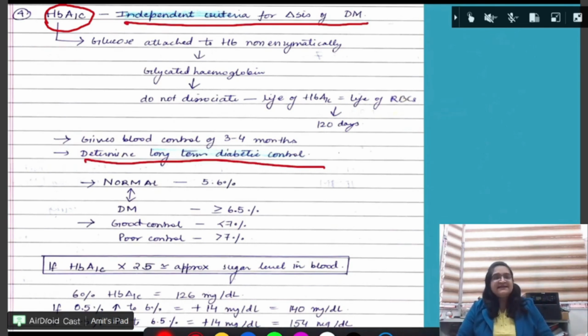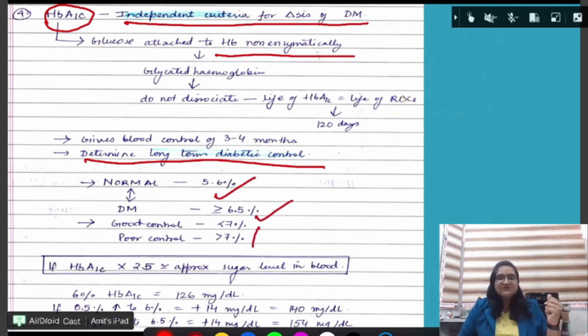Next, what is HbA1c? In this, the glucose is non-enzymatically attached to form glycated hemoglobin. Normal is 5.6, more than or equal to 6.5% is diabetes mellitus. If somebody is already a diabetic, then good control is less than 7, poor control is more than 7. So HbA1c is very important.